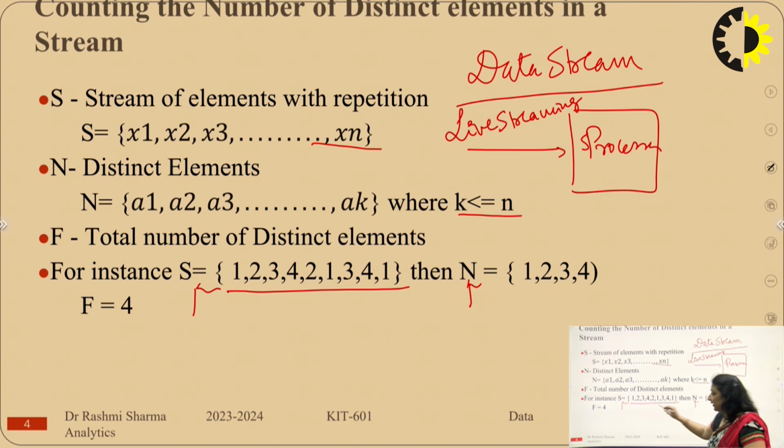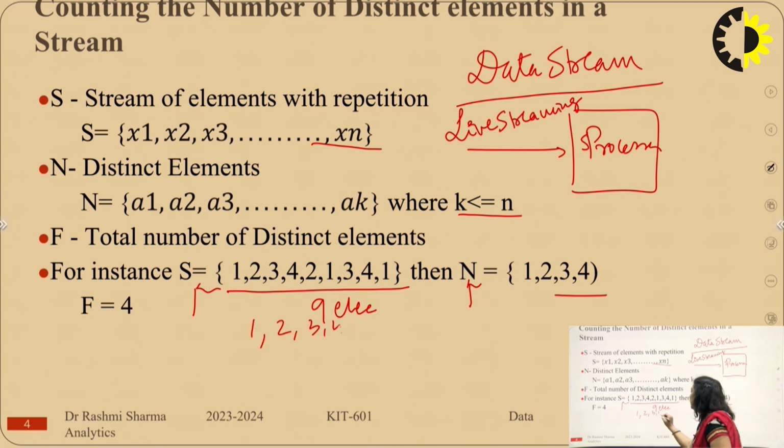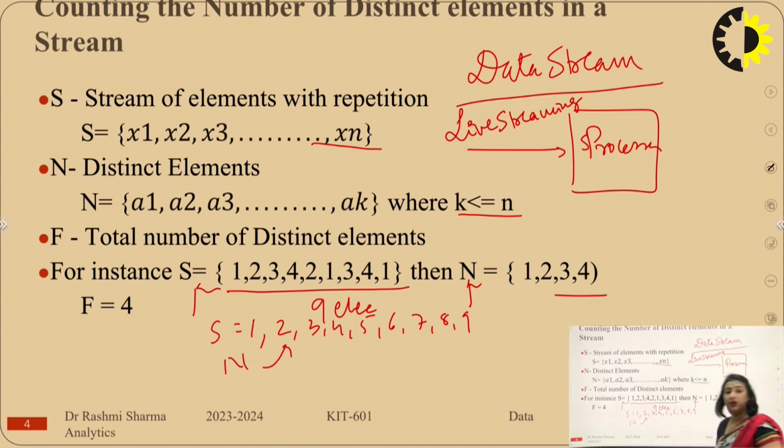Here I showed that I have n number of elements. Here the elements are 3, 3, 6 and 9. 9 elements are there, but the distinct elements are 1, 2, 3 and 4. So N consists of distinct elements. I can have a series of 1, 2, 3, 4, 5, 6, 7, 8 and 9. Here all the elements are distinct. So here if S is equal to this, then definitely N would also be equal to 1, 2, 3, 4, 5, 6, 7, 8 and 9.